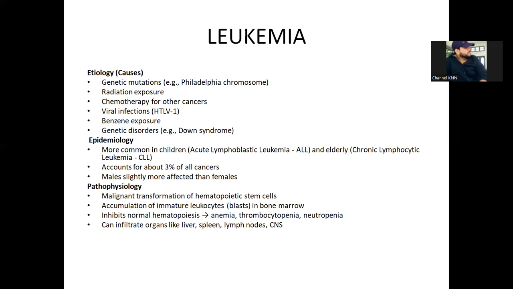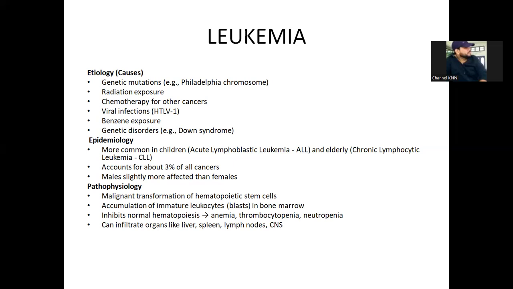Acute lymphoblastic leukemia, that is ALL, is mainly common in children, and chronic lymphocytic leukemia, that is CLL, is common in elders. Leukemia accounts for about 3% of all cancers, and here males are more affected than females.